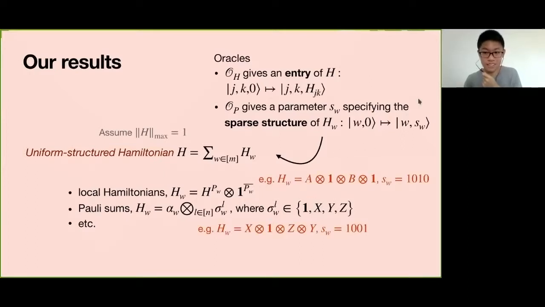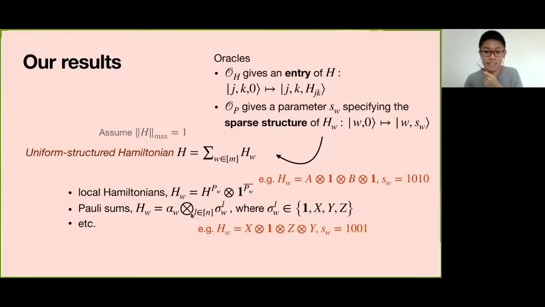A more concrete example would be, for example, if HW acts only non-trivially on the first and third qubit, then we can set SW to be such a bit string where its first and third bits are one.